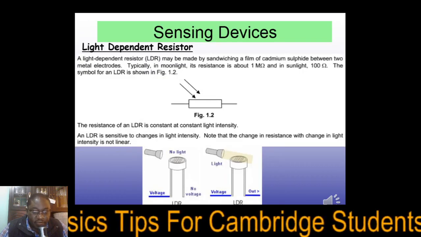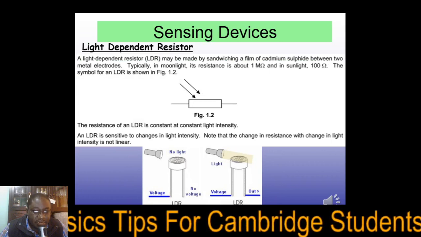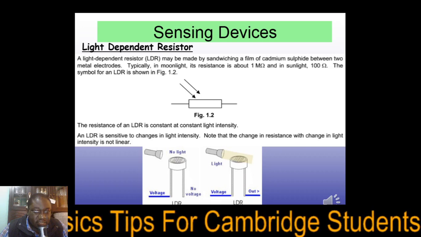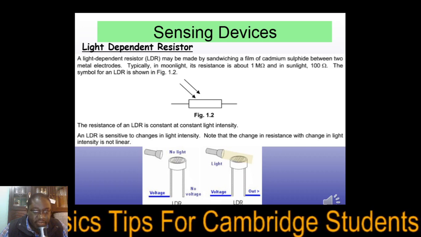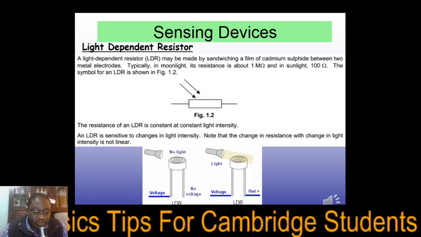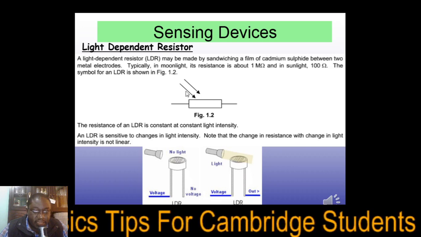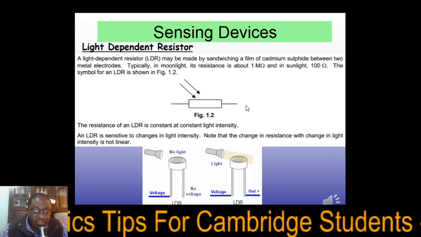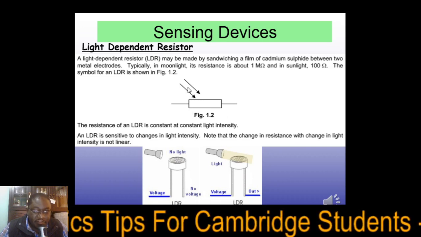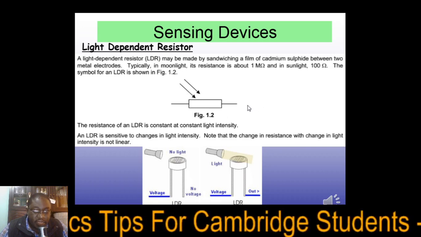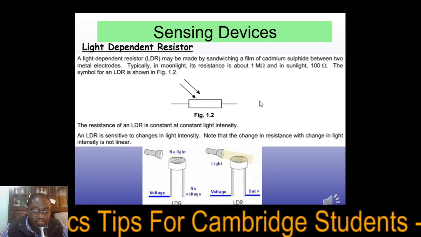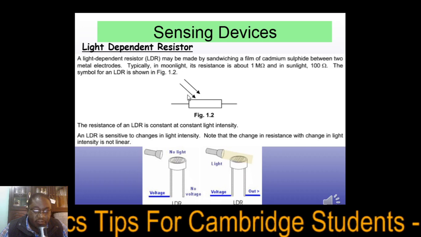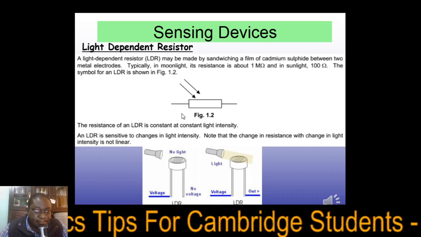So we start off by looking at the light-dependent resistor. A light-dependent resistor is a resistor whose resistance varies with light intensity. So when there is light striking the resistor, you get an output. In other words, it allows current to flow through it. However, if it's in the dark, it won't allow current. There's very high resistance in the dark, and then low resistance in the light.